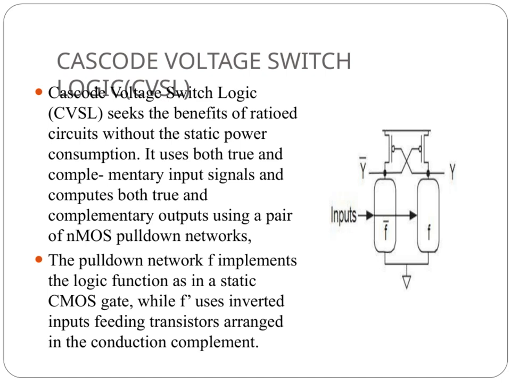One network, called the pull-down network F, carries out the logic function just like a traditional static CMOS gate. Meanwhile, the other network, F', takes the inverted inputs and arranges the transistors in a complementary conduction pattern. This setup helps achieve efficient switching without the static power loss you typically see in other logic styles.